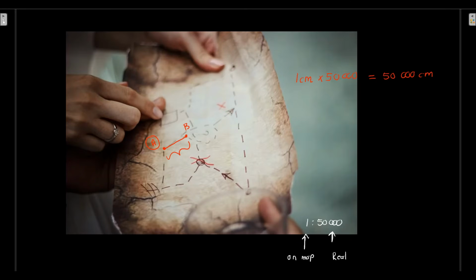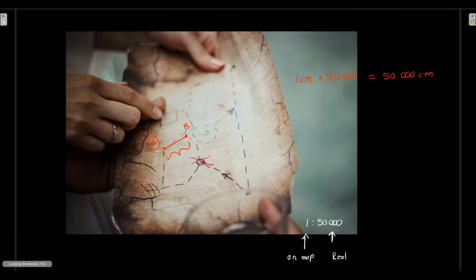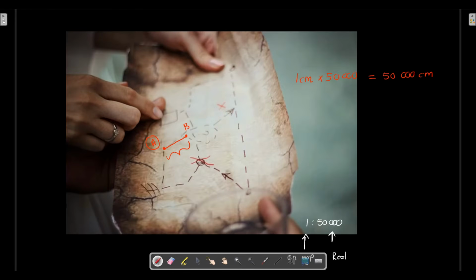So let's write that down even here. 1 unit on paper is equal to 50,000 units in real life. What do I mean by this? Let's say, for example, I'm going to use the same example. You are traveling from Johannesburg to Durban. This is just a random map, but I think my point will come across.